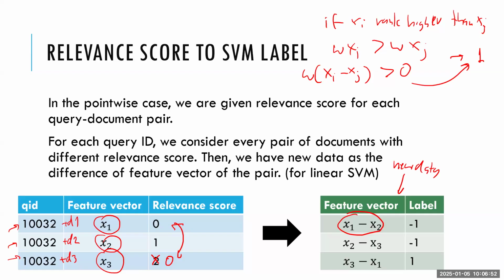For the prediction, you actually don't need to convert the test data to be pairwise. You can use the same weight to score each document normally.